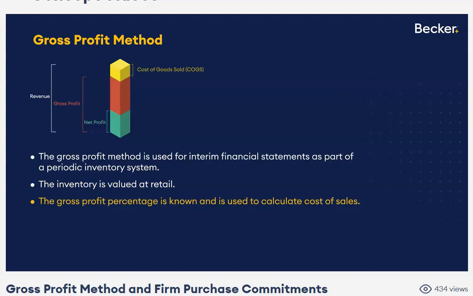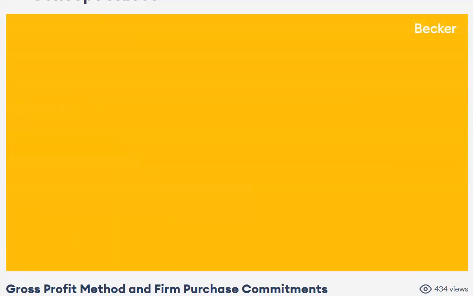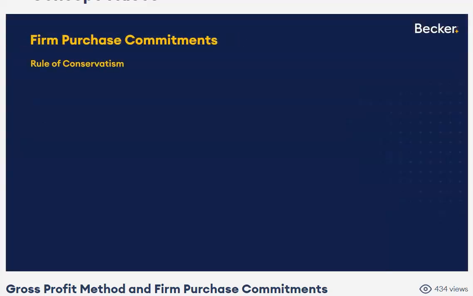And you'll see why that is, because we're going to back into what the cost of goods sold would be given today's price for the item, today's selling price. We'll see that in just a second. And purchase commitments are about a rule of conservatism.